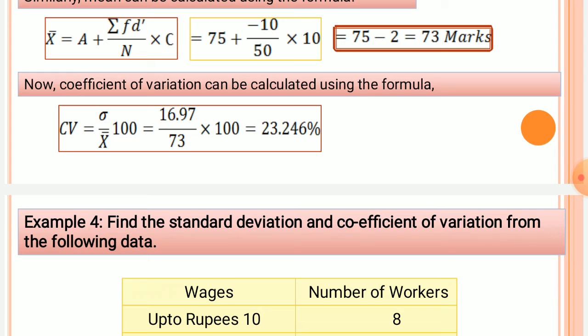Now coefficient of variation can be calculated using the formula CV is equal to sigma by mean into 100. Sigma 16.97 by 73 into 100 is equal to 23.246%. This is the value of coefficient of variation, which is based on the arithmetic mean as well as sigma, the standard deviation.